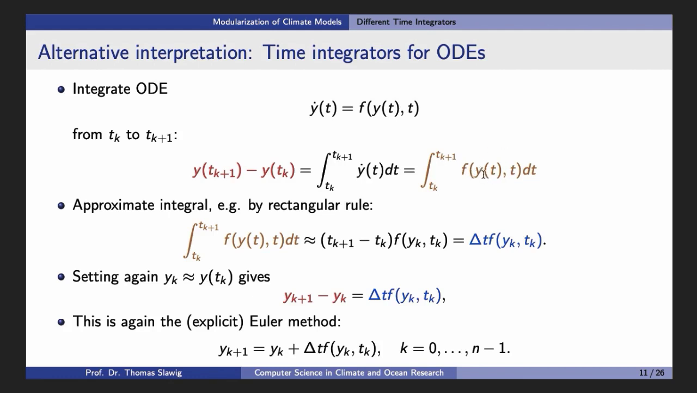Since we don't know y on the right hand side, we can approximate this integral, and a very easy way to approximate it is by just taking the interval length times a point in the interval. If we take the leftmost point of the function f, then we get f of yk tk, and the length of the time interval is delta t, and we get this approximation. Now putting these red things and the blue thing together and setting again yk for the approximate solution at the point tk, we again obtain the Euler method.